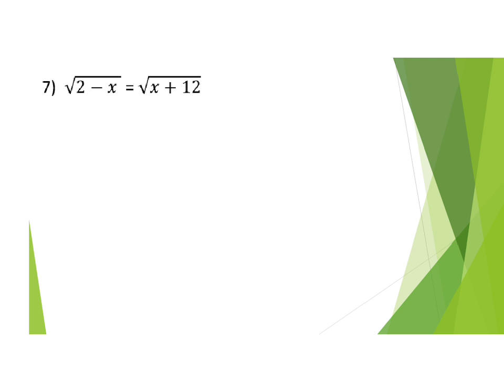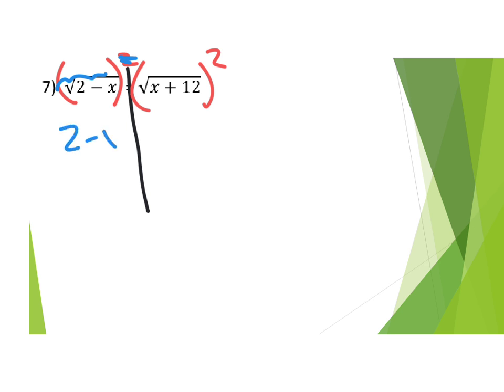Example 7, we have the square root of 2 minus x equals the square root of x plus 12. So this time we have radical symbols on both sides. So we need to get rid of both of those. So we're going to square both sides here. Once again, the square gets rid of the square root, which leaves us with what's under the radical, which is 2 minus x. On the right side, the square gets rid of the square root, which leaves us with what's under the radical, which is x plus 12.